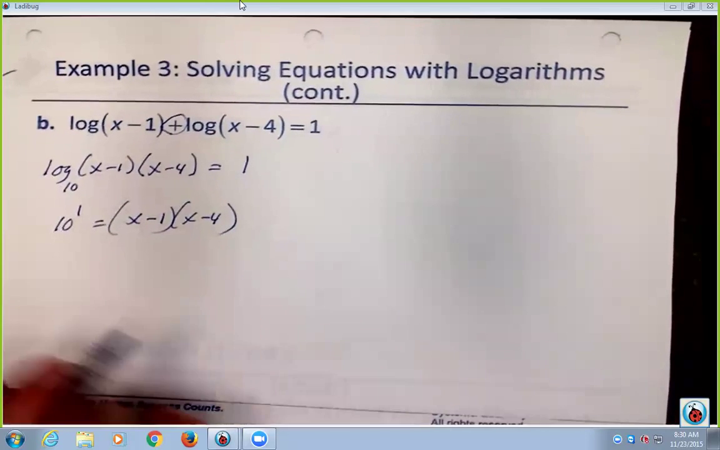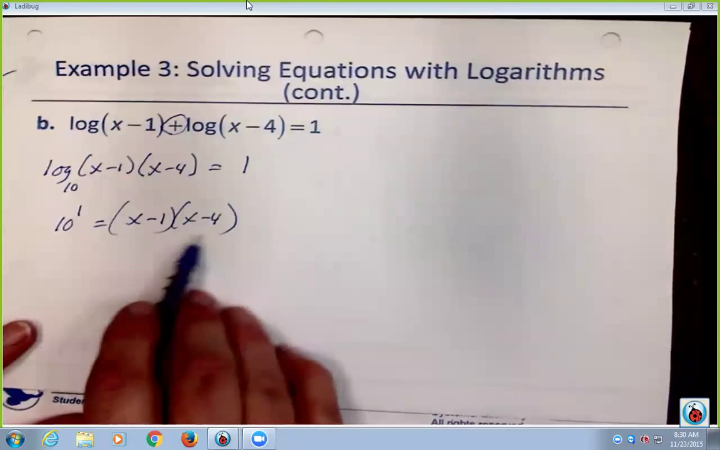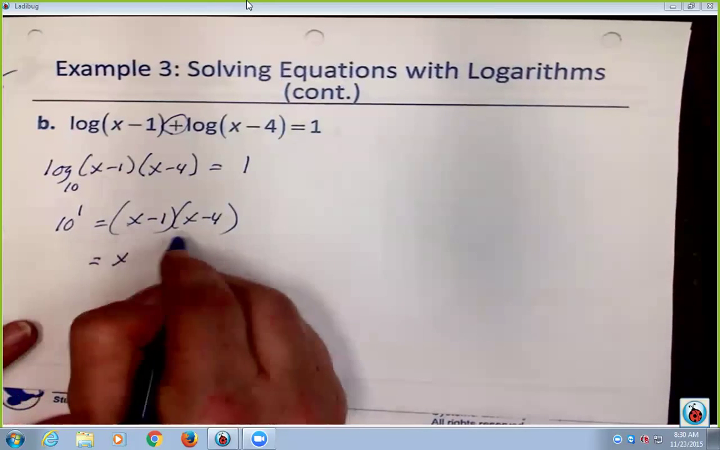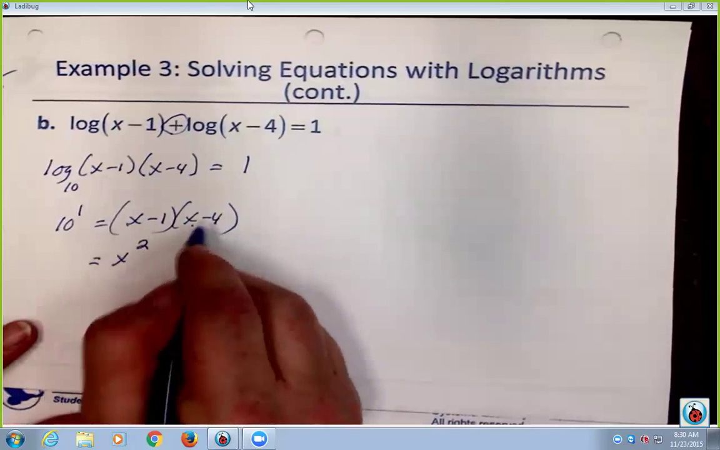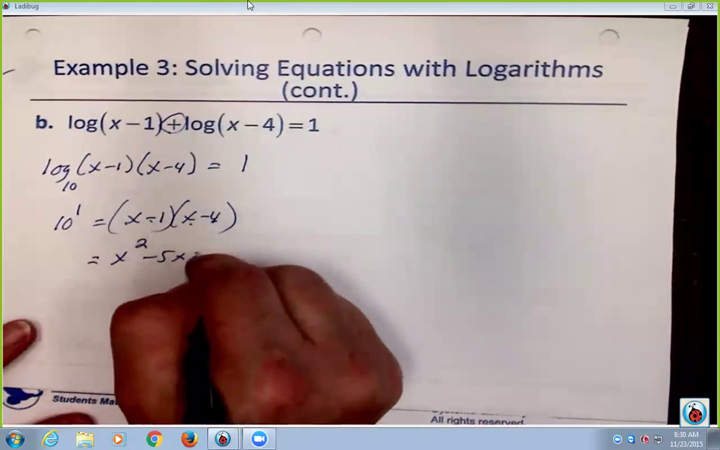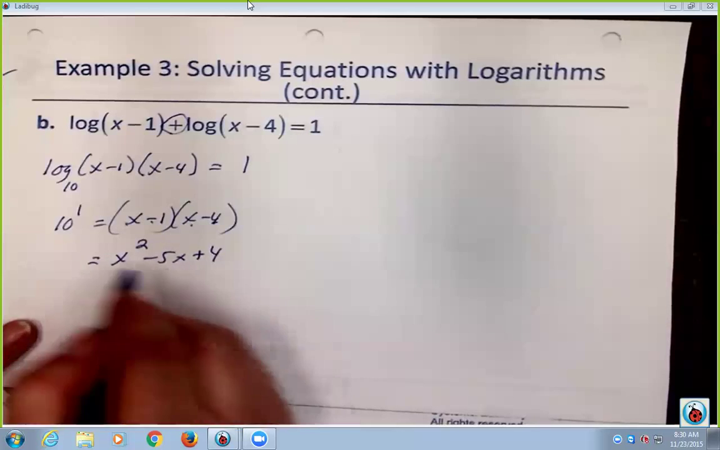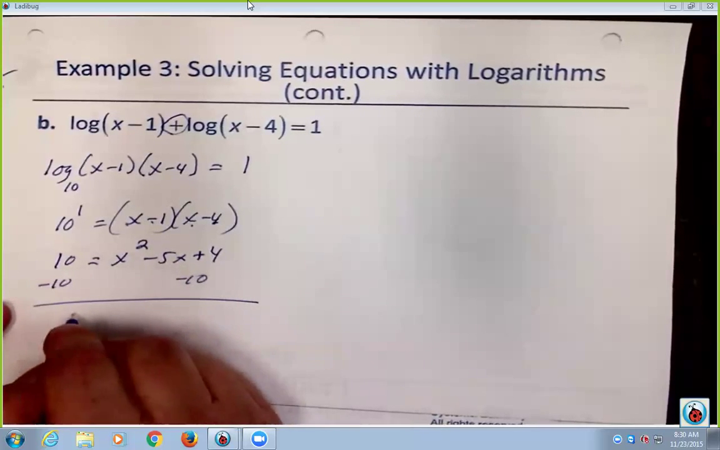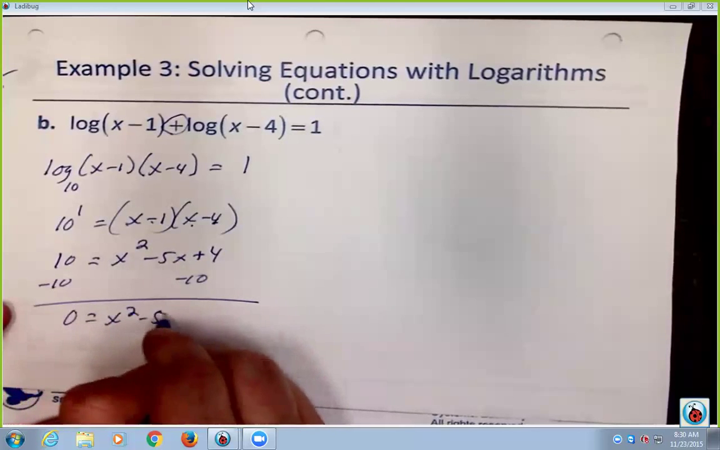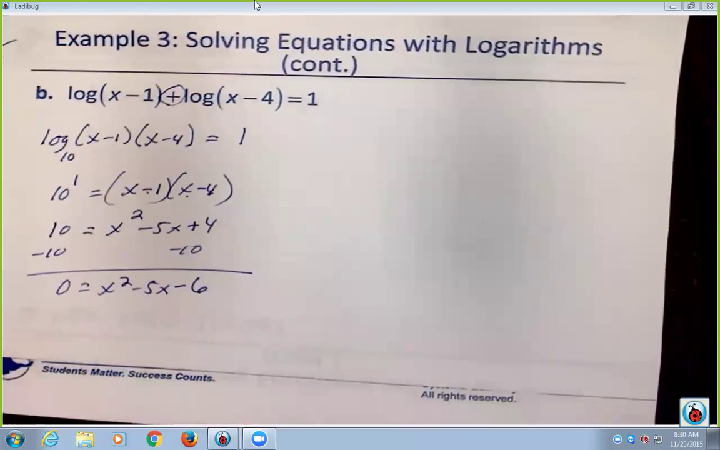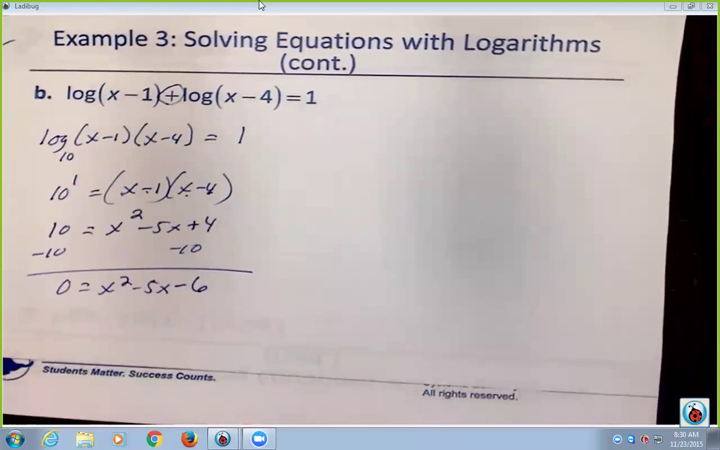And so now all I need to do is FOIL this side, move my 10 over, and I will be good to solve this. X times x is x squared. It gives me a negative 4 and a negative 1, which is negative 5x. Negative 1 times a negative 4 is a plus 4. Move my 10 over. Okay, then take this piece and factor it.